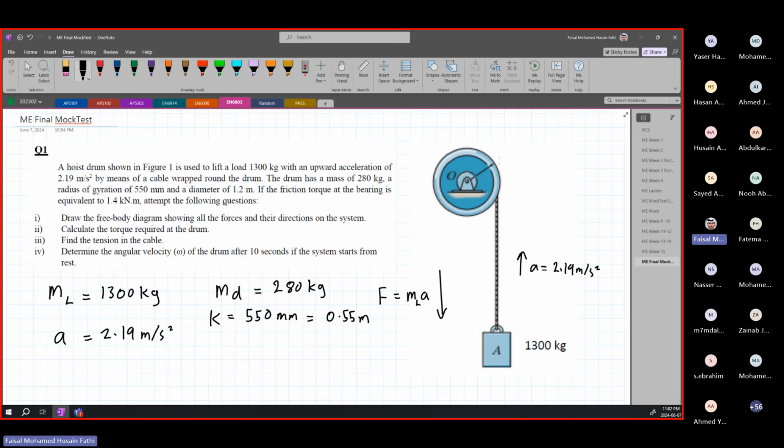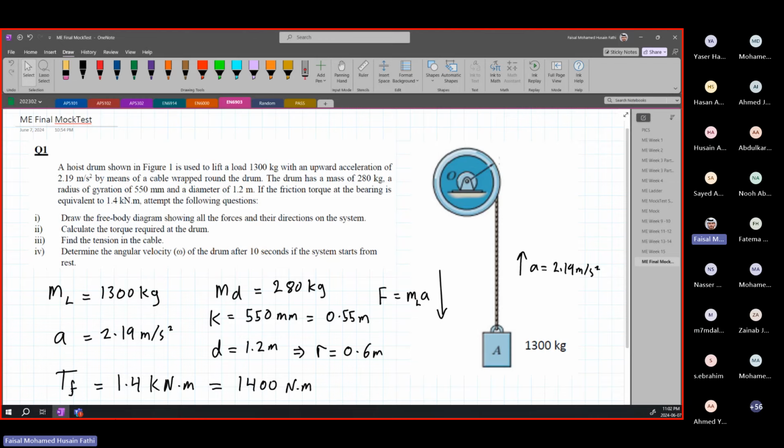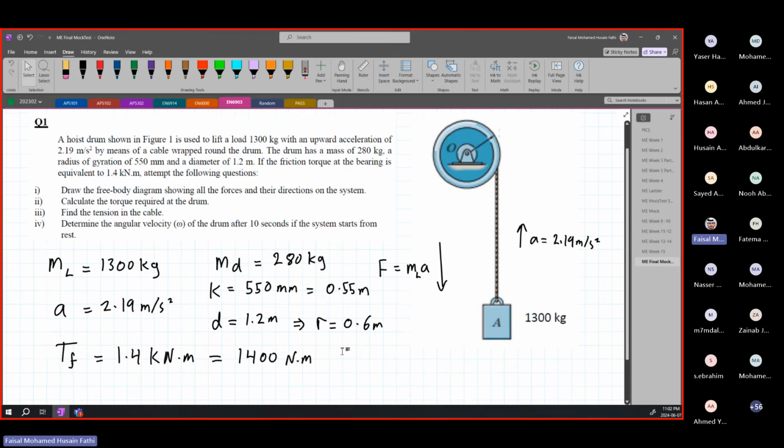And the diameter of 1.2 meters. So you have a diameter of 1.2 meters, meaning our radius is equal to half of that, which is 0.6 meters. If the friction torque at the bearing is equivalent to 1.4 kilonewton meter, meaning torque friction, I usually write it as TF, is going to be equal to 1.4 kilonewton meter. What does this mean? It is 1,400 Newton meters. Make sure from the very beginning you're always converting your units to standard form. All right? Attempt the following questions.